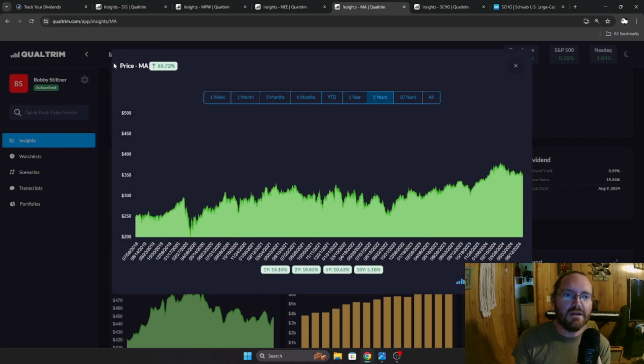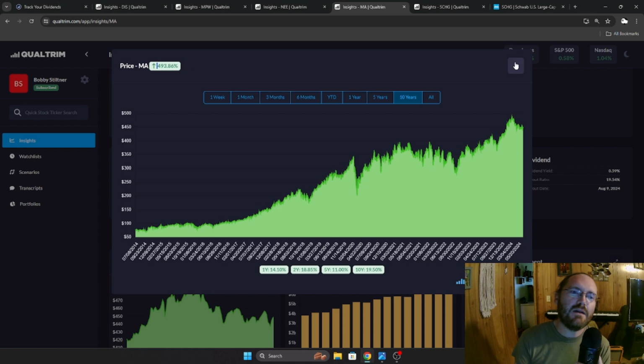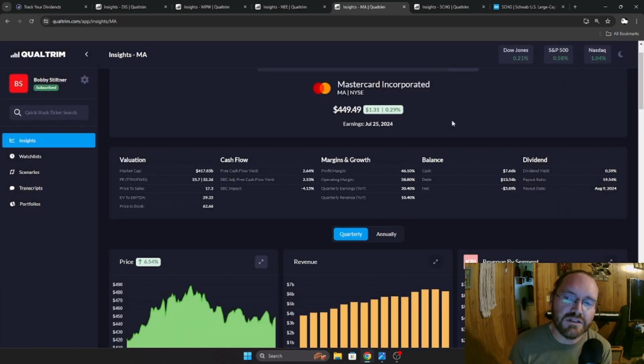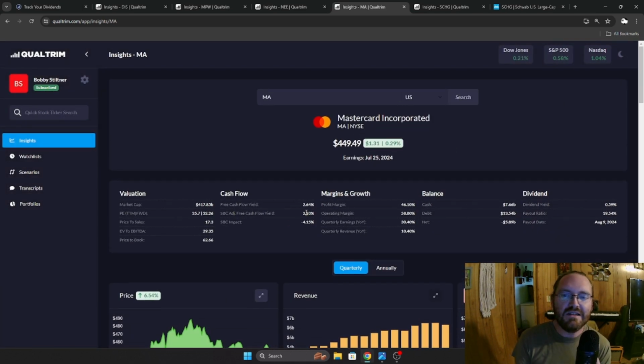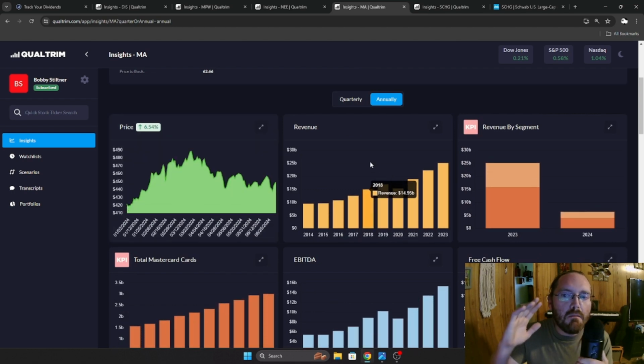Love this company. Over the last 5 years, up 65.73%. Over the last 10, up 493%. This thing is a beast. 0.59% dividend yield, so it's not too high. Payout ratio, 19.54%. But this thing has a moat and a half. It's why I love it. It's why I'm still investing in it and still buying it.